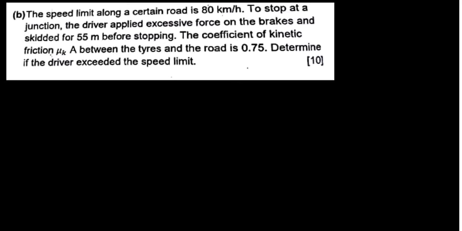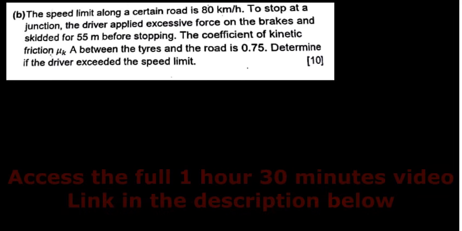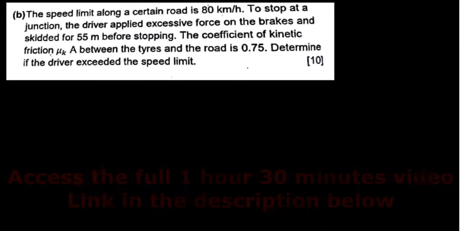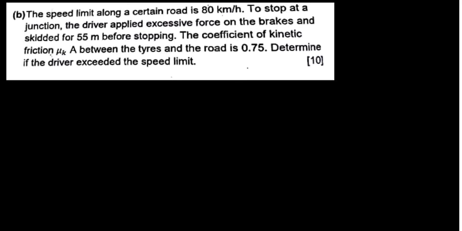Okay, so here is our next question. The question is saying the speed limit along a certain road is 80 kilometers per hour. To stop at a junction, the driver applied excessive force on the brakes and skidded for 55 meters before stopping. The coefficient of kinetic friction, mu k, between the tires and the road is 0.75. Determine if the driver exceeded the speed limit.